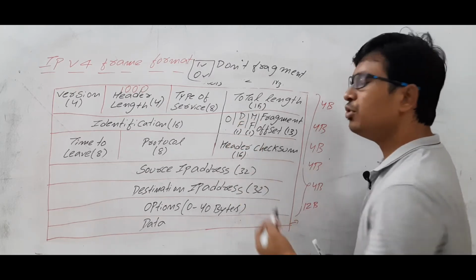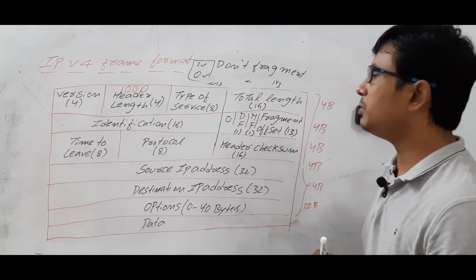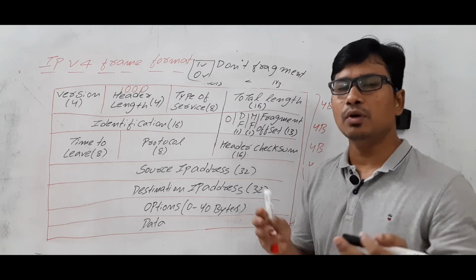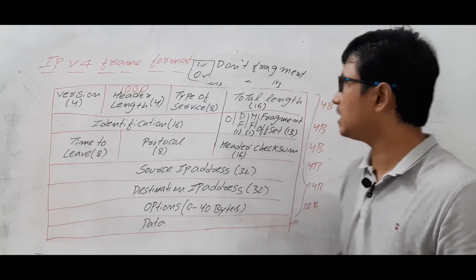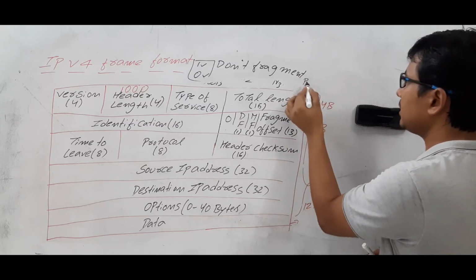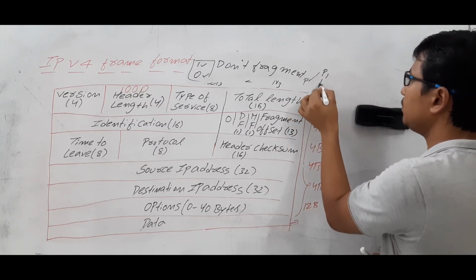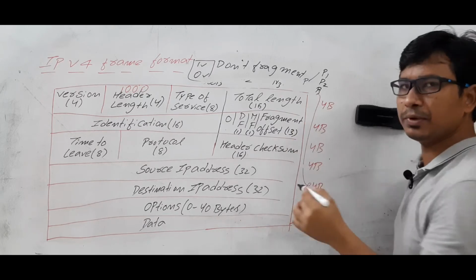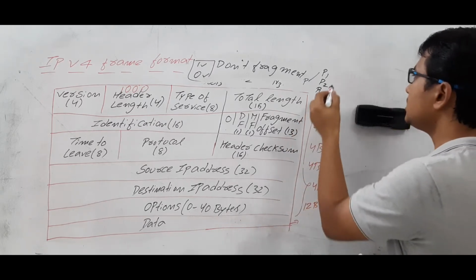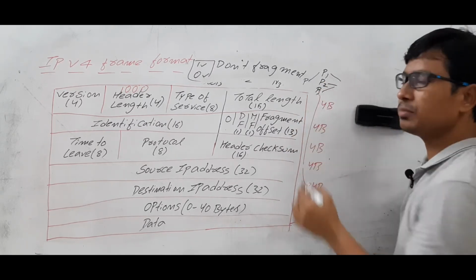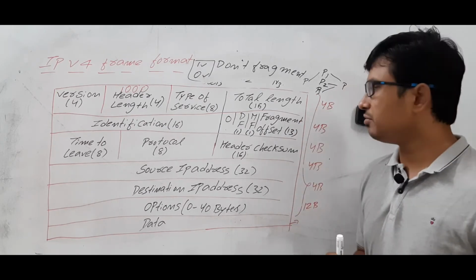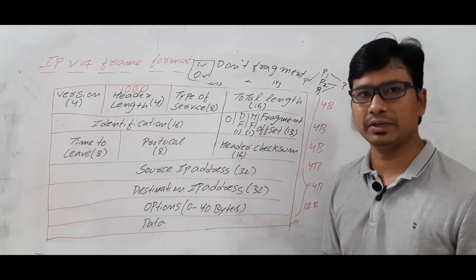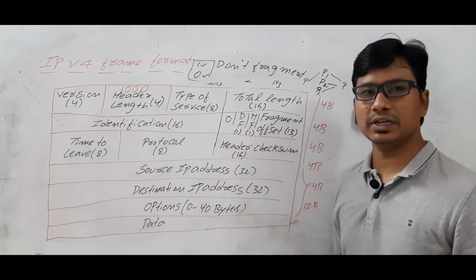And you have the more fragment bit. This will be useful for you when you are reassembling the fragmented packets, because let's take that packet P is fragmented into P1, P2, P3, like that P4, P5. Now at the receiver again they have to reassemble, means again they have to make it a single packet. So at that time we will use this more fragment bit. Okay, are you able to understand it or not?